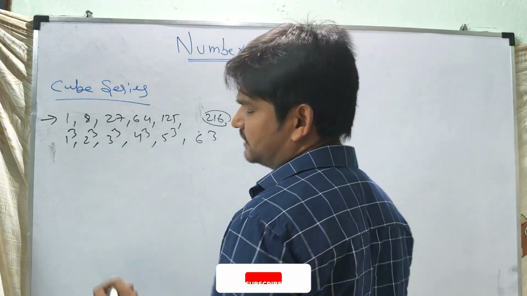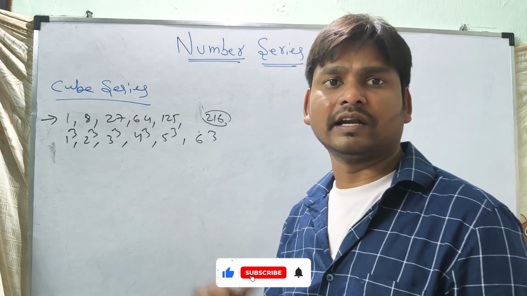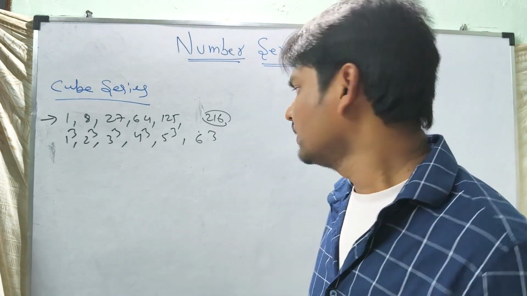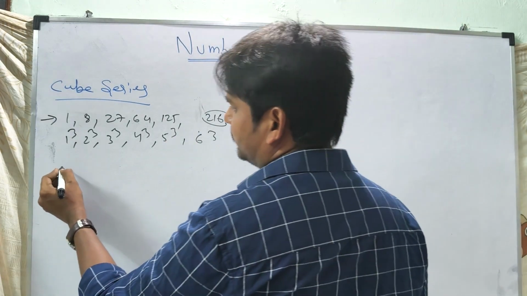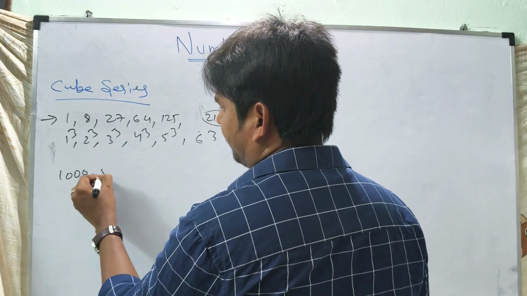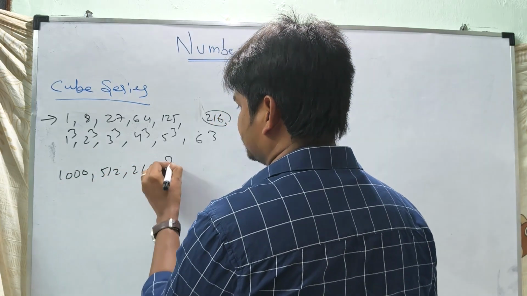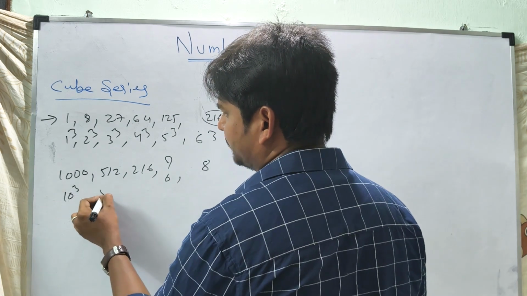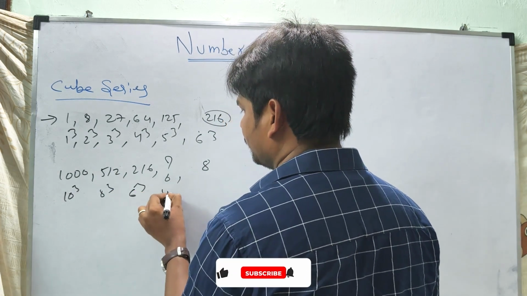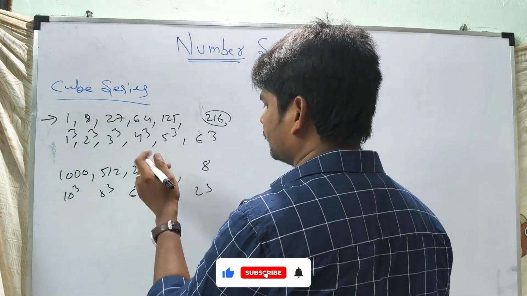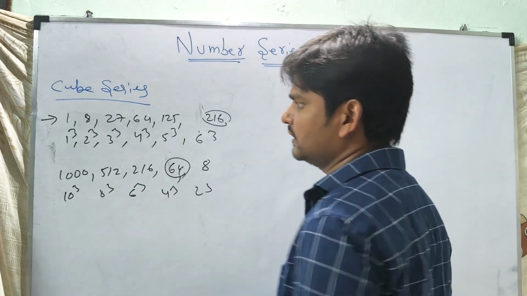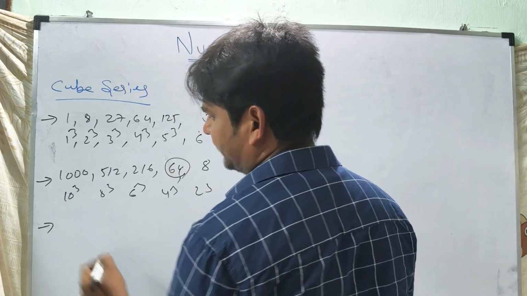Next, it may be increasing order or decreasing order, it may be even numbers or odd numbers or multiples of any particular table, like that also you may get. See, you can take like this: 1000, 512, 216. What is the missing term? Here 8. Now here shall I write this one? 10 cube, 8 cube, 6 cube, 4 cube and 2 cube. What is 4 cube? 64. Correct?